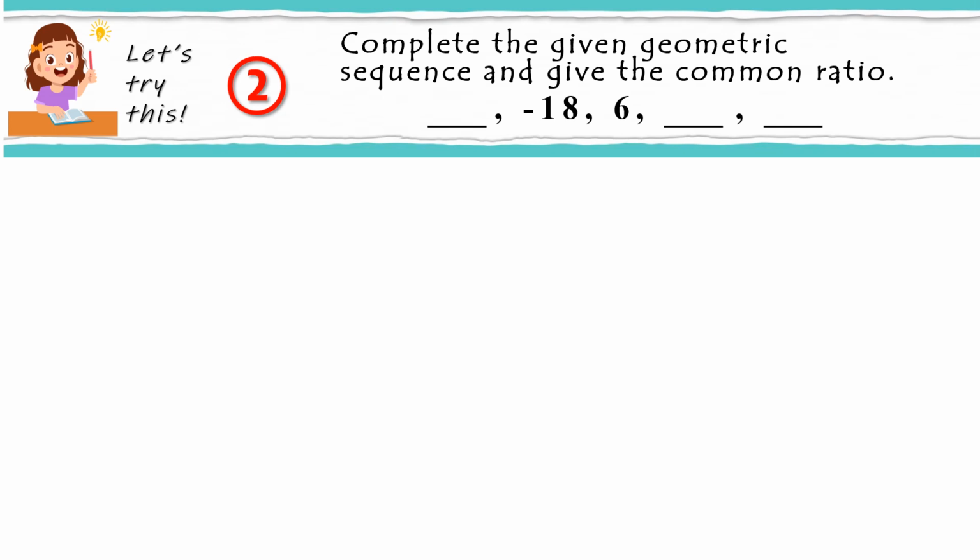Number 2. Complete the given geometric sequence and give the common ratio. So, dito sa ating number 2 problem, kung mapapansin nyo, ang missing terms ay a sub 1, a sub 4, at a sub 5. At meron tayong dalawang magkasunod na term na given. So, ganun pa rin yung proseso. Unang gagawin ay determine the ratio. So, dahil meron lang tayong dalawang magkasunod na term na given, no choice tayo kundi yan yung gagamitin natin para makuha ang ratio.